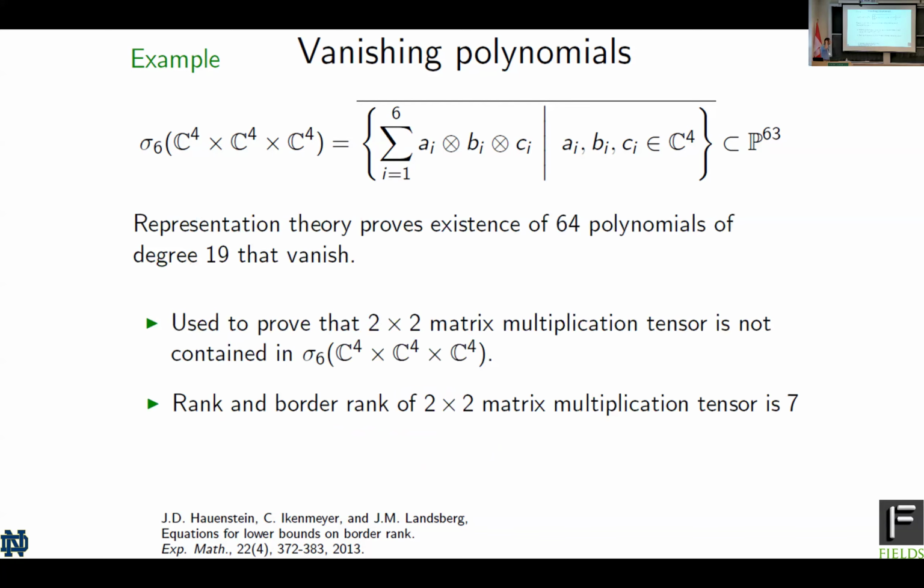Good. And so we use this to prove that 2x2 matrix multiplication does not have border rank 6. It's already known to have rank and border rank 7 there. So witness sets allowed us to take this problem, which was impossible, turn it into something that we could get some information about, and then use representation theory or some other mathematical tool to be able to lift back to the original variety.